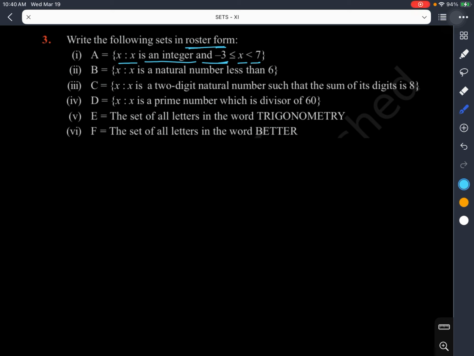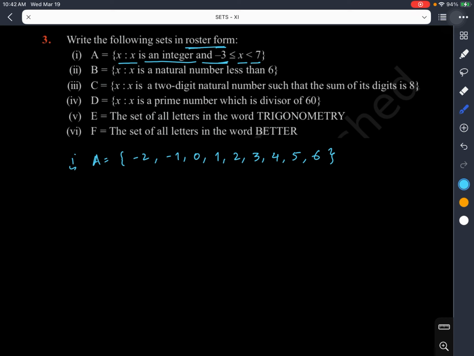So here x represents an element and each x is having a property that it is an integer, and this x will be greater than or equal to -3 but less than 7. Now let's try to enlist the elements of this very set. So this set A will be -2, which is greater than -3, -1, 0, 1, 2, 3, 4, 5, and 6. So these will be the elements of this very set.